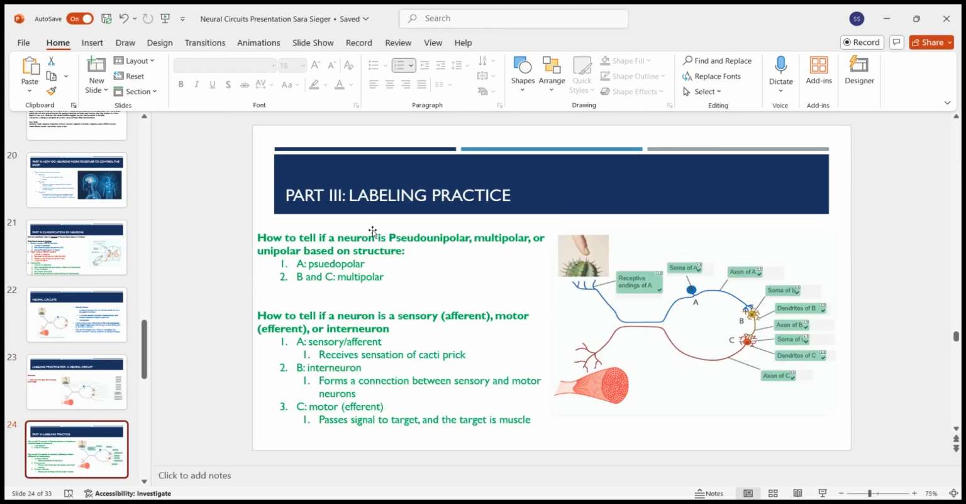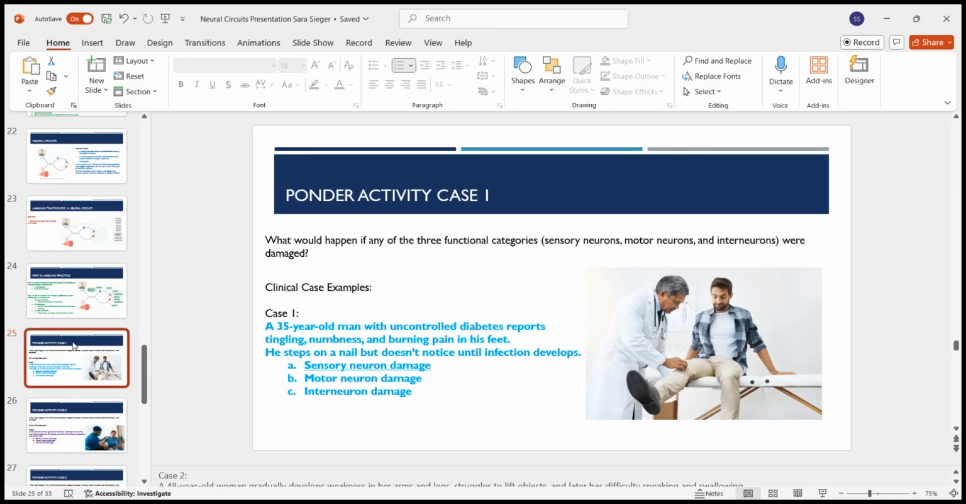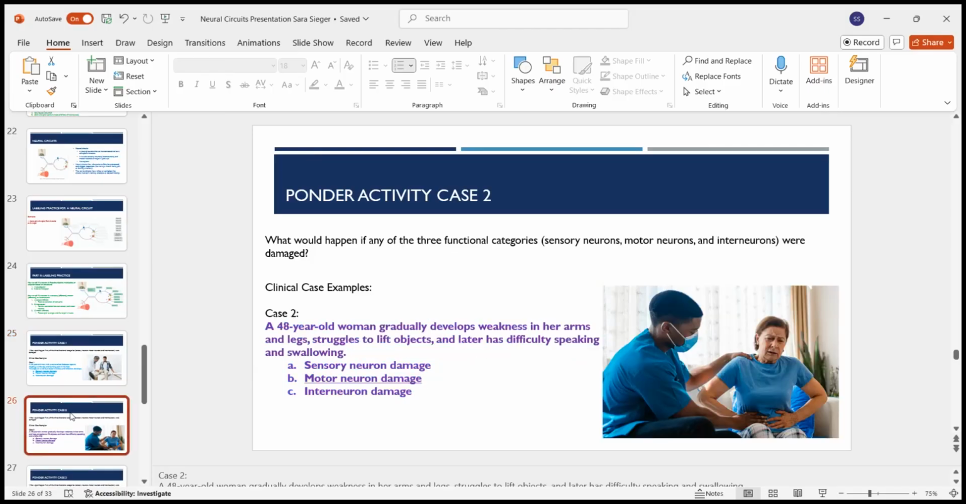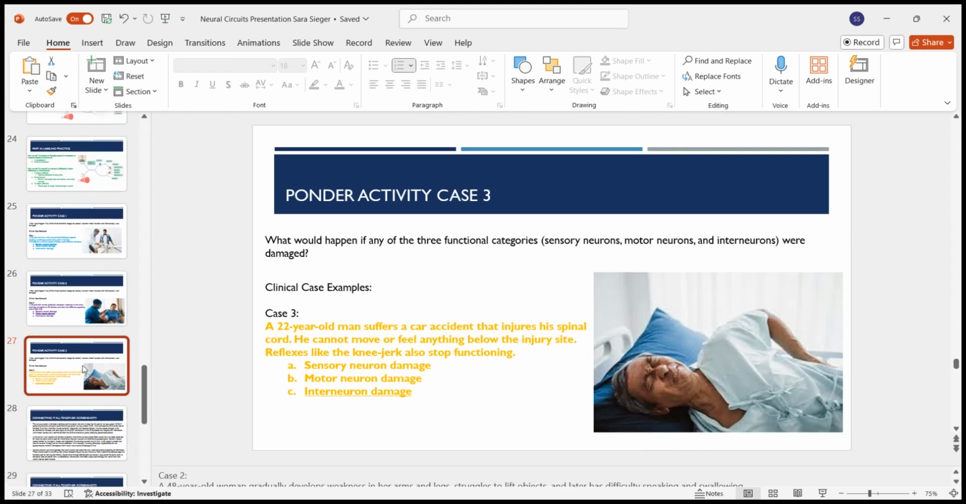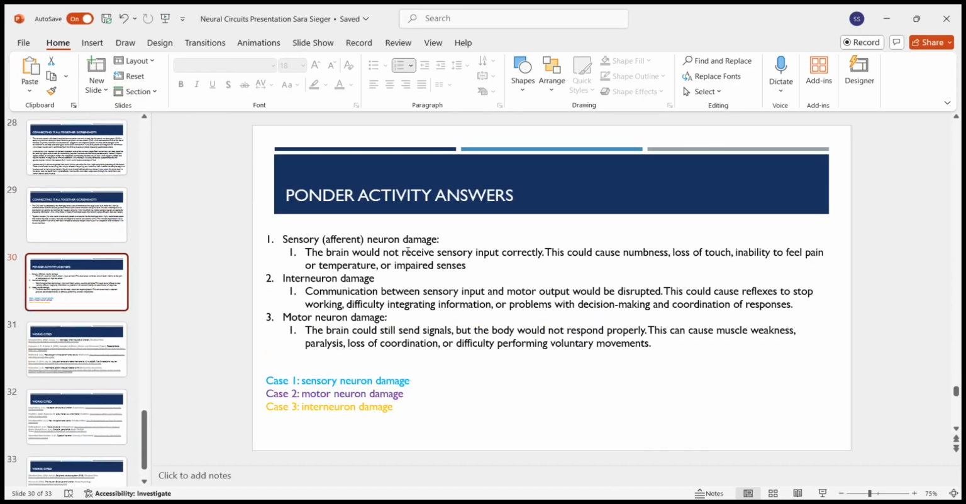And then we have this, and I just wanted to give you guys some tips as to how you can remember how you can tell if the neuron is pseudounipolar, multipolar, or unipolar, and that's going to be over here, and then how to tell if it's sensory, motor, or interneuron. So I'm going to go through these very quickly for the sake of time, but go ahead, pause the video, read this, and try to answer it. Do the same for this example, and then do the same for this example. All right, go ahead, pause. And then the answers to that are going to be here. And I have a little bit of a definition to explain why those are the answers.